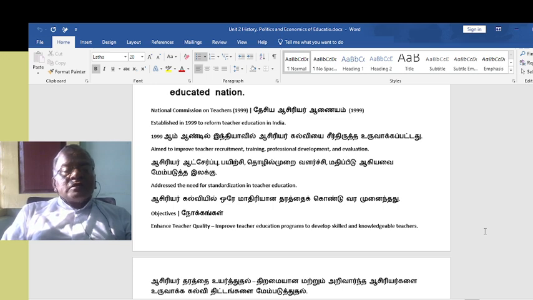Address the need for standardization in teacher education. Another important point is this one here.